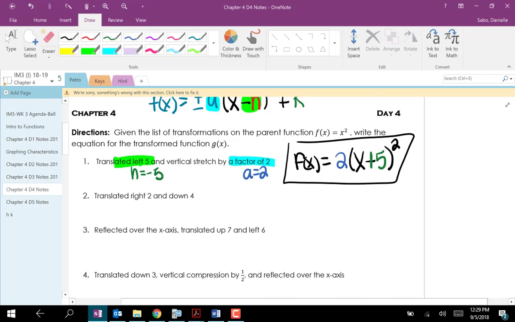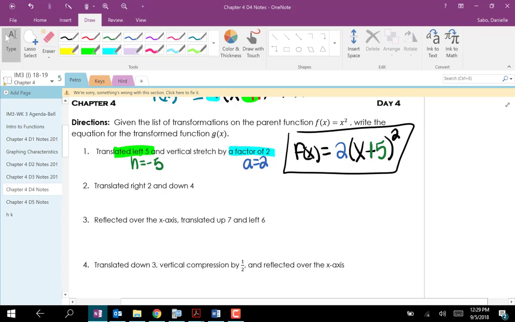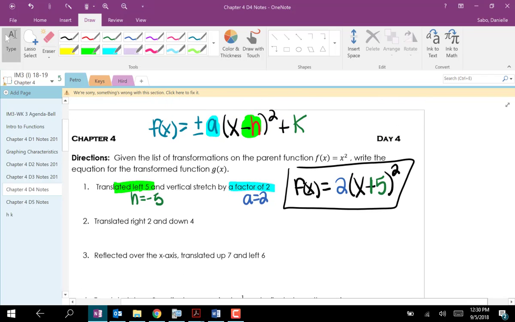Welcome back. Okay, we are in the notes now. So now we're doing it again. Translated right 2 and down 4. Right 2. Is that going to be our A, our H, or our K? They're the only 3 options. A, H, or K. Which one's going to be translated right? Which one do you think?